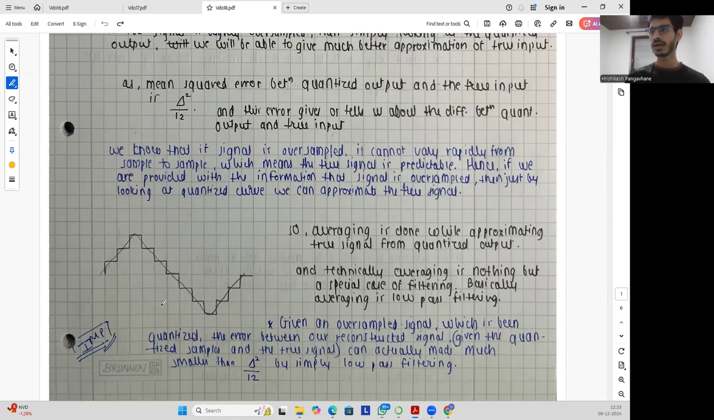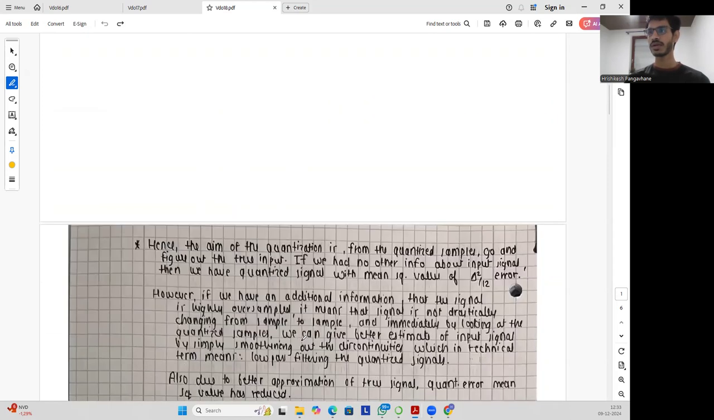What I mean here is we have an input signal and we have a quantized signal. The error between them is delta square by 12. Now if we smooth out this quantized signal, that is, if we low pass filter this quantized signal, then whatever we get will have a much smaller error than delta square by 12. It will resemble the input very nicely. So this is what I meant.